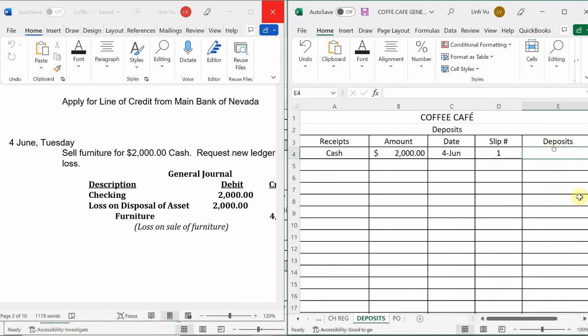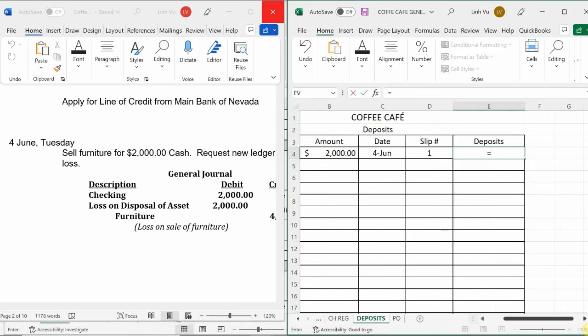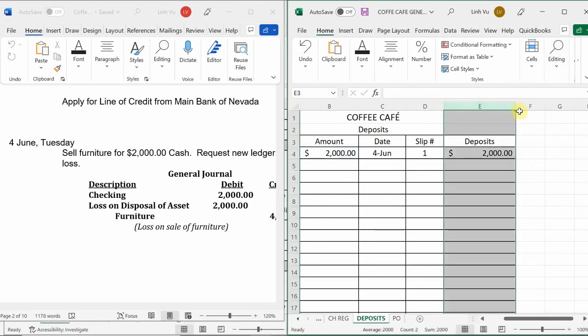And how much did you deposit? Well, if I only had $2,000 worth of cash, then I deposited only $2,000 into my bank account.